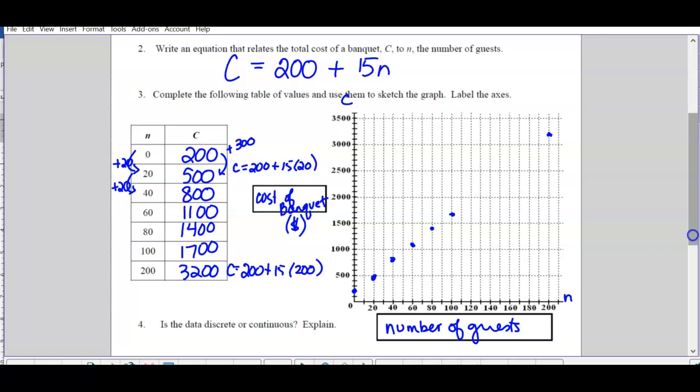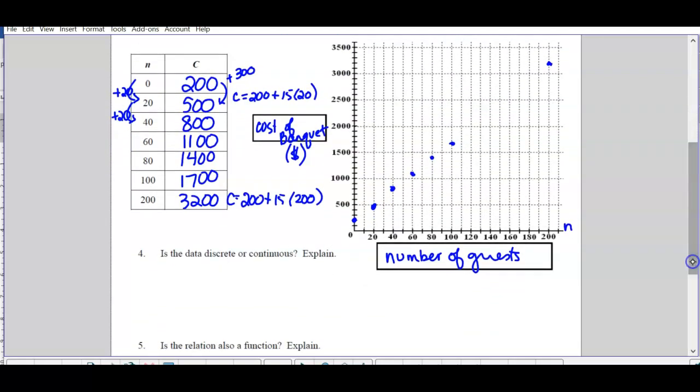So is the data discrete or continuous? Well, we haven't joined them up yet. If you take a look and think about it, you can't have part of a guest. So it's discrete.